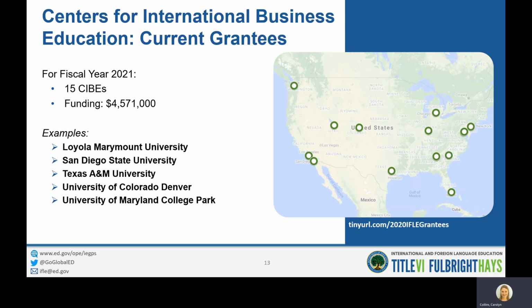You can also go to the Google map with that tiny URL that you see, tinyurl.com/2020 IFLE grantees. And you can click around and explore the CIBEs. Each of their websites is linked there, and that's a great way to go directly to their websites to learn more about their work in their communities and across the nation.